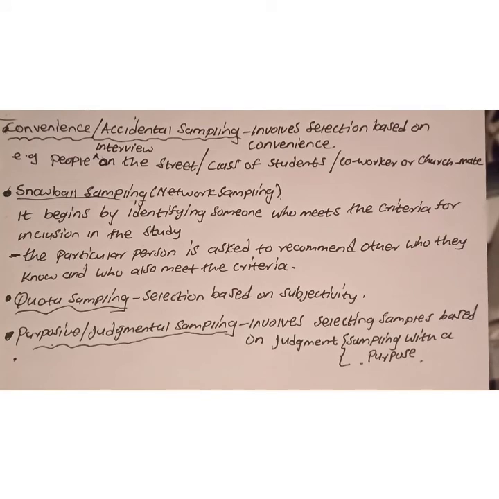So lastly, under non-probability sampling, purposive or judgmental sampling. This one involves selecting a sample based on judgment, sampling with a purpose. It is based on someone's experience. The disadvantages of non-probability sampling is bias. Bias means favoring certain outcomes over others. And another thing is that the sample is not representative.